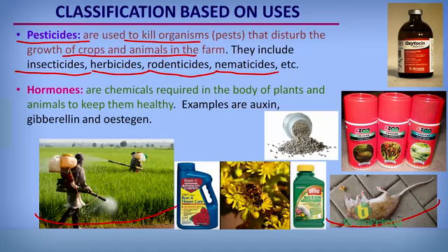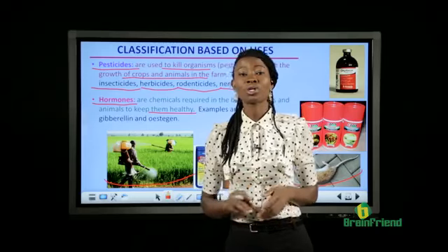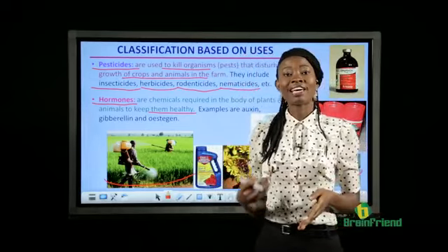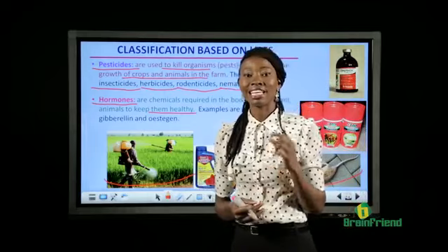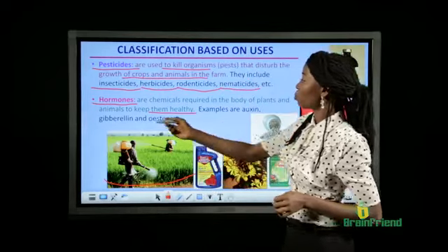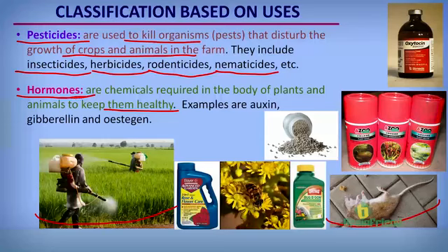The last group of agrochemicals are hormones. Hormones are chemicals that are required in the bodies of plants and animals to keep them healthy. Hormones occur naturally in the bodies of plants and animals, but whenever a farmer discovers that a certain hormone is lacking, that farmer will go to the market and purchase hormones. So the farmer will have to use such hormones to help the plant or the animal to grow better.